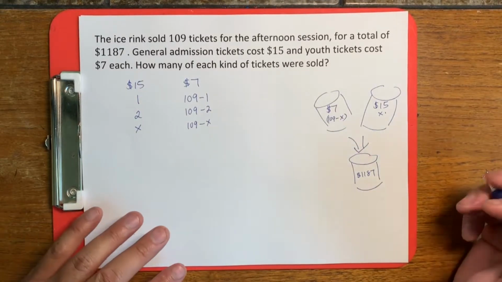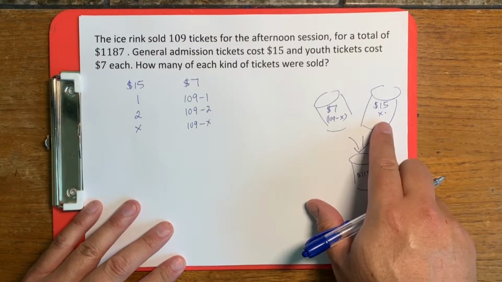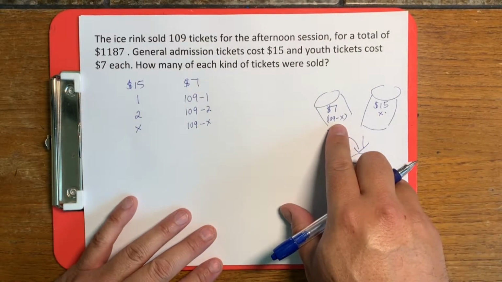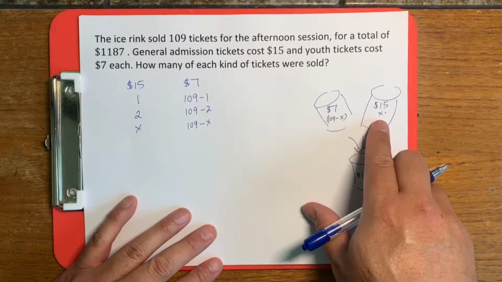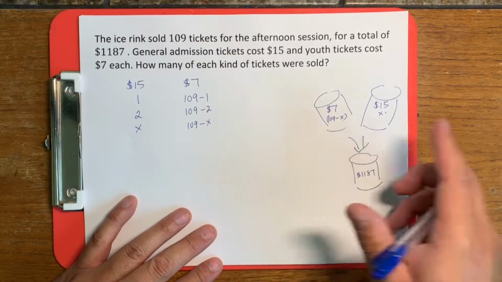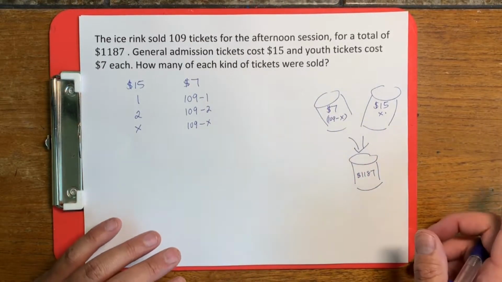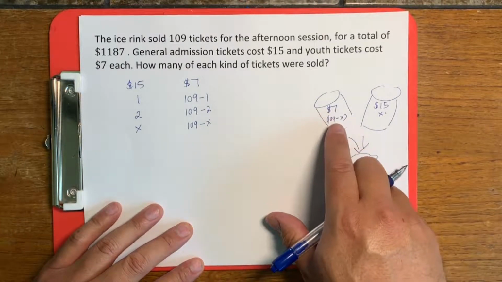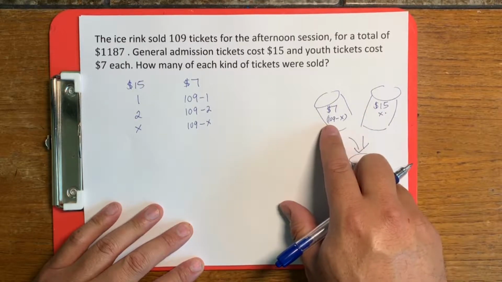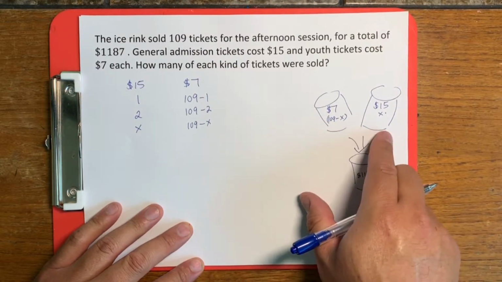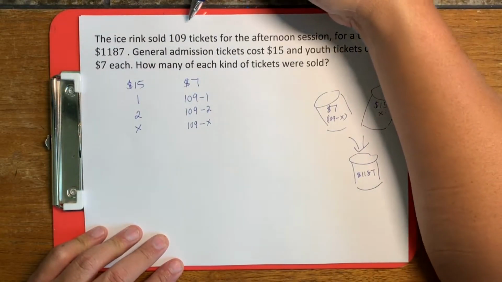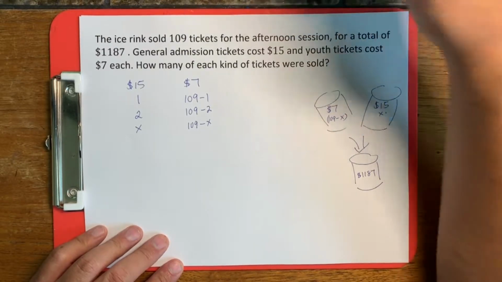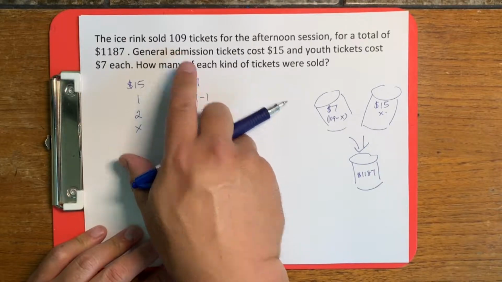Now, usually at this point, someone asks me, how did I know that this was x and that wasn't x? And the answer is, it doesn't matter. You can make this x and then this 109 minus x, or you can make this x and this one 109 minus x. It works either way. What I usually try to do is figure out which multiplication I would rather do. I would rather multiply 7 times 109 than 15 times 109, which is why I put this setup. So anytime they tell you the total number of items, total number of tickets, total number of coins, you'll play this game of total minus x and x.